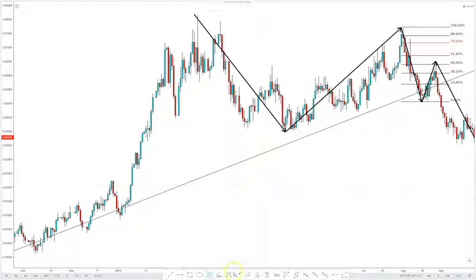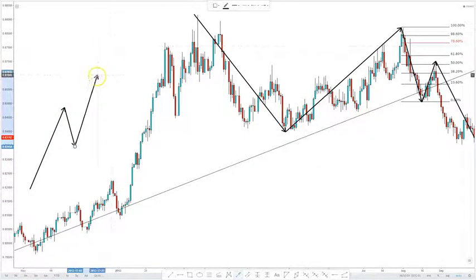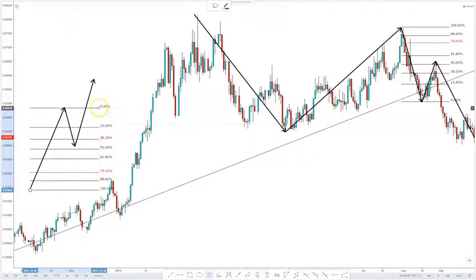Okay, what an alternate ABCD pattern is: you have an up move, pull back, and then you get the extension, but it might not be equal to the first leg. So how do we measure that? Go by your Fibonacci, just like normal, high to low, or low to high.